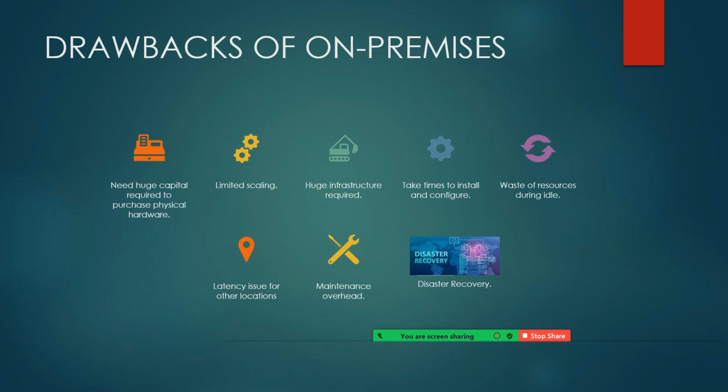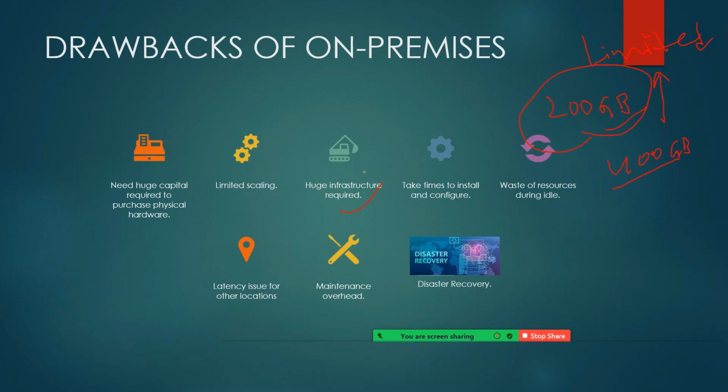Next, limited scaling. Let's say you are generating 200 GB, for example, and you purchase 200 GB of storage today. Unfortunately, tomorrow it increases and you need 400 GB, but you have only 200. That means limited. Again, you need to invest money in another 200 GB to get 400 GB. That's limited scaling. If you want to enhance, you need to invest more money again.